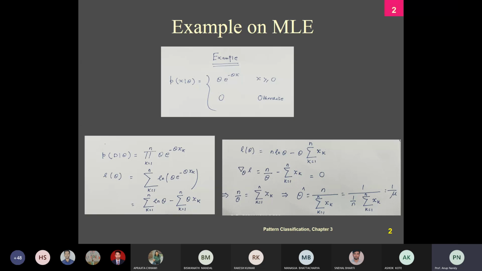If you have this type of problem, you first write the likelihood function, then you take the logarithm, then you do the partial differentiation with respect to theta, that is the gradient with respect to theta, and set it equal to 0. Whatever theta you get, that will be theta hat. This is the most simplified example for the MLE.